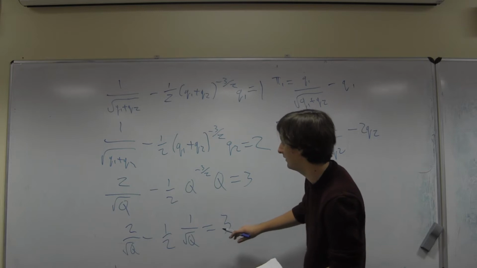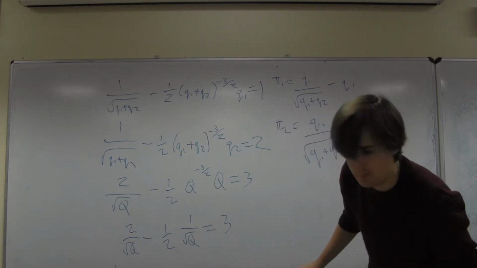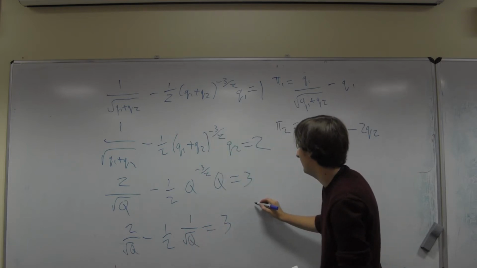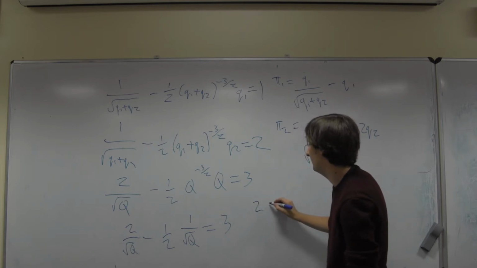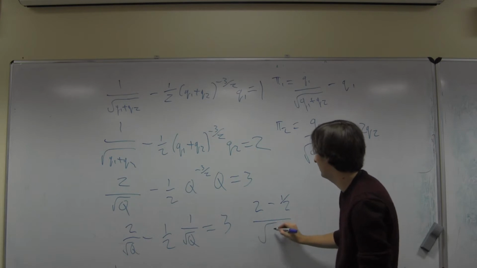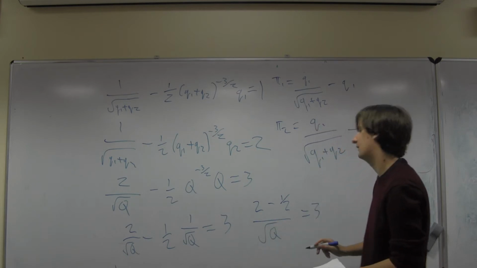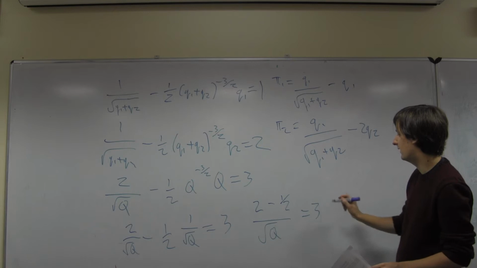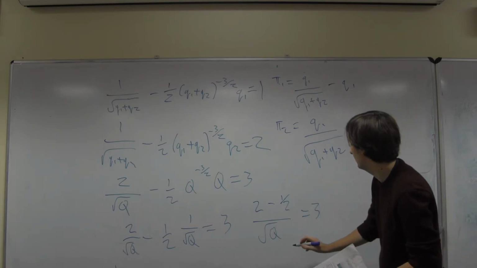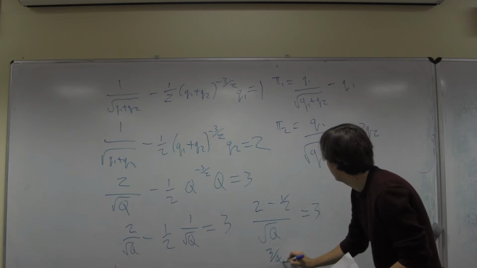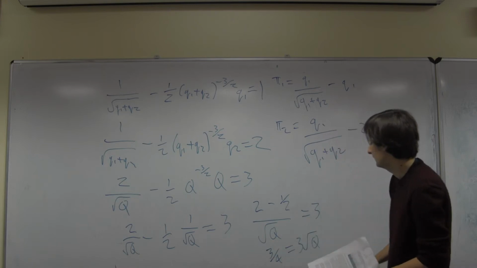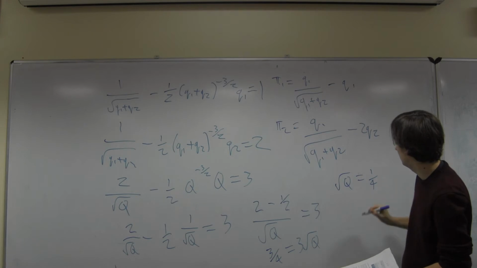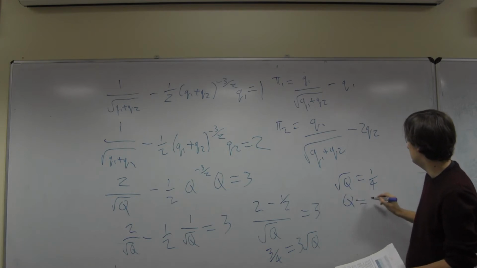Okay. So is this what I had there? So let's put this as a common fraction. I don't know why I'm slow. Okay. So this is 2 minus a half over root q. So times both sides by root q, you get 3/4 is 3 root q. Okay, so root q is 1/4. Okay, so q is 1/2.